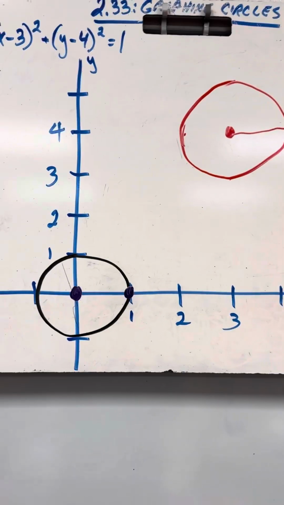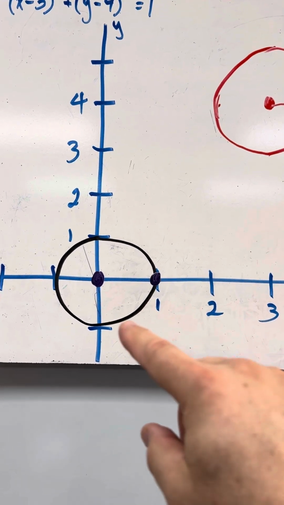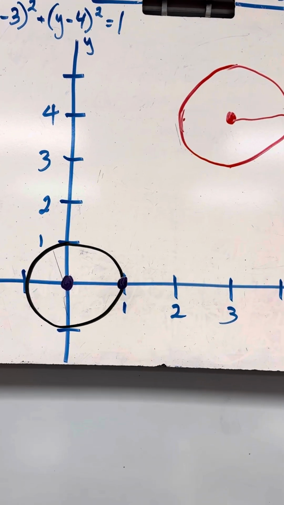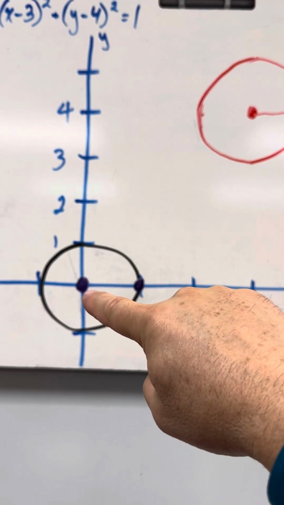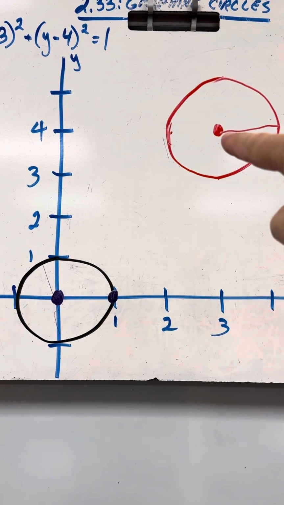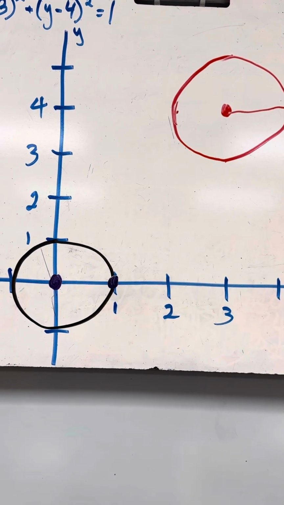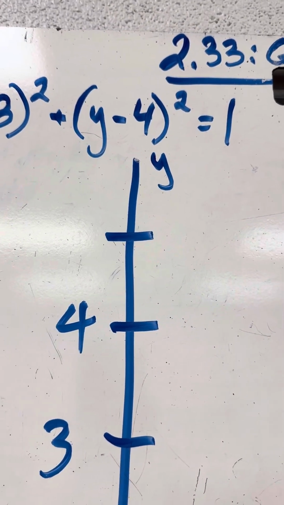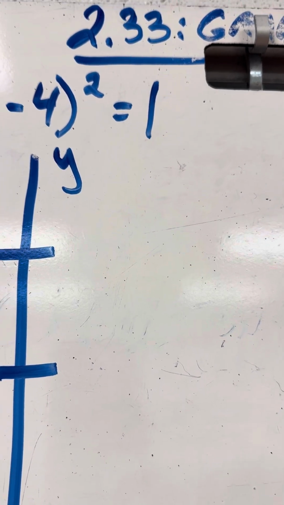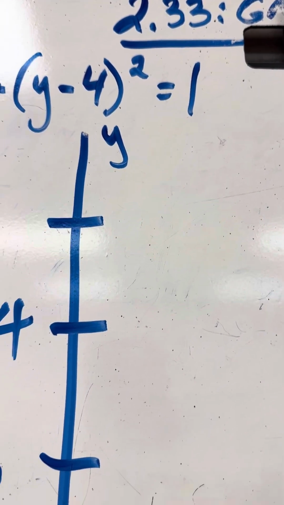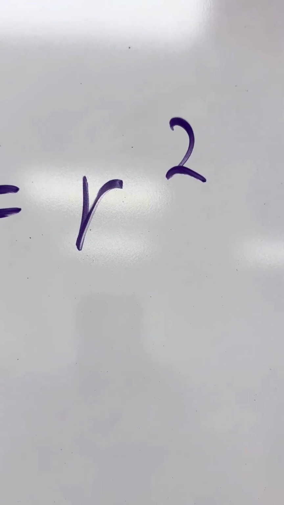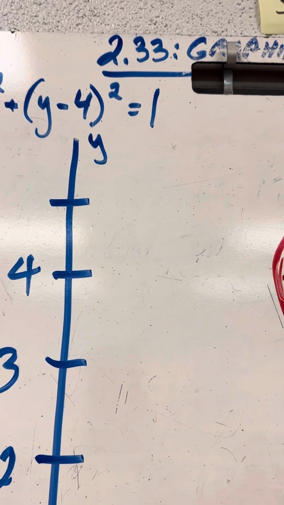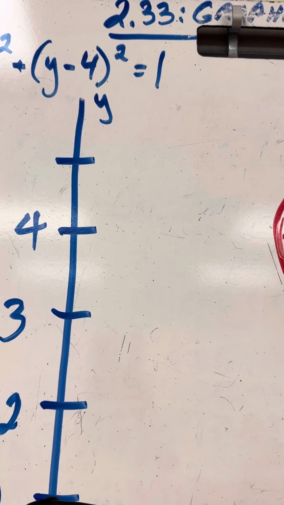If you're doing the Delta Math assignment, it's going to look like this. You're going to have a circle starting at the origin, and you have to click and drag the center up to where the center should be. Now, it says (x minus 3) squared plus (y minus 4) squared equals 1. Well, what's the square root of 1? Because it's r squared, I have to take the square root of 1, which is 1. So the radius is 1.